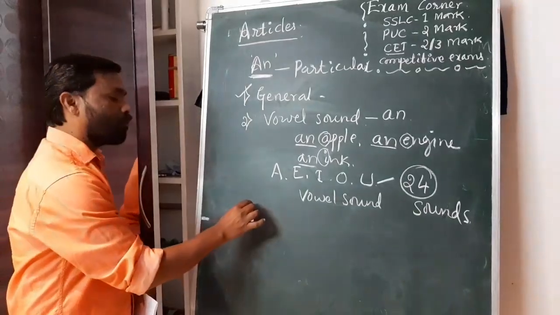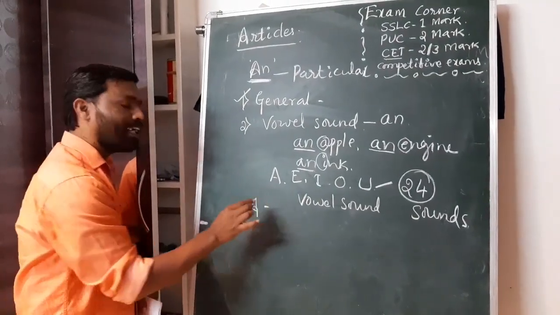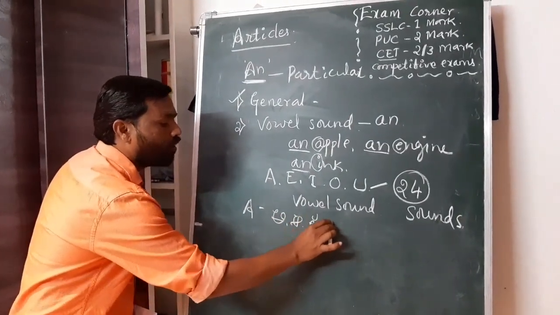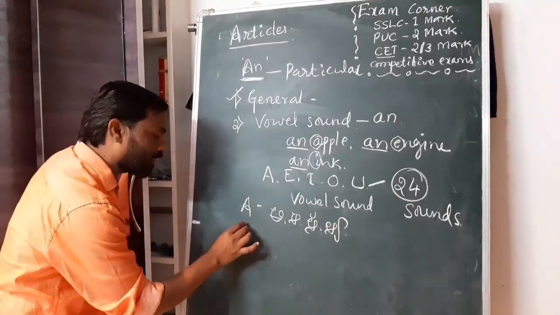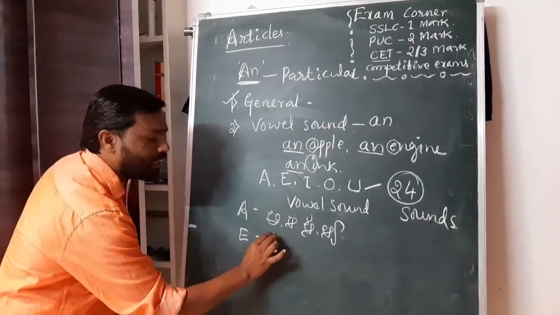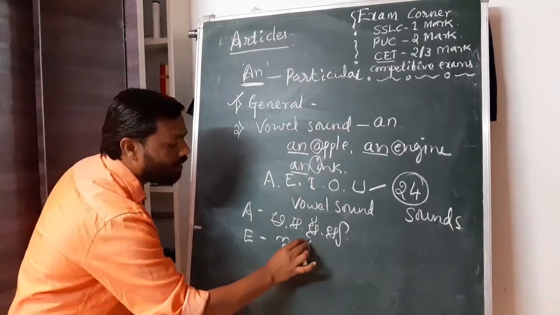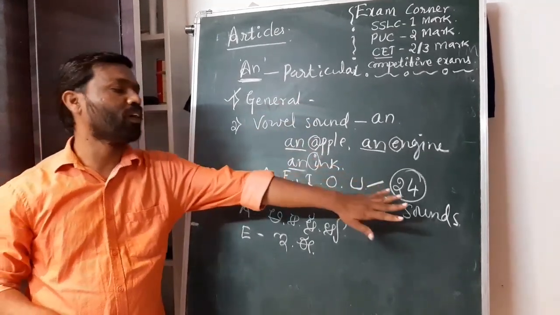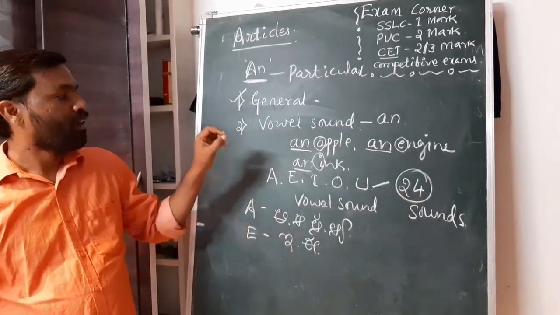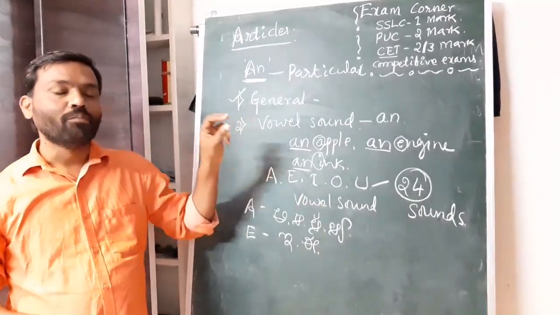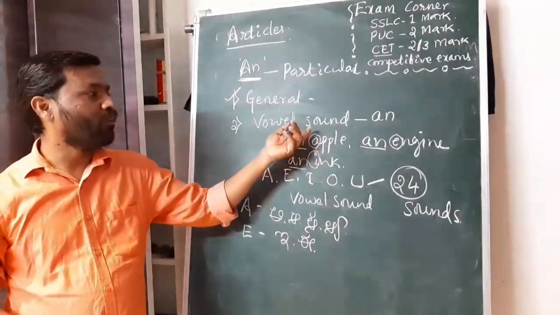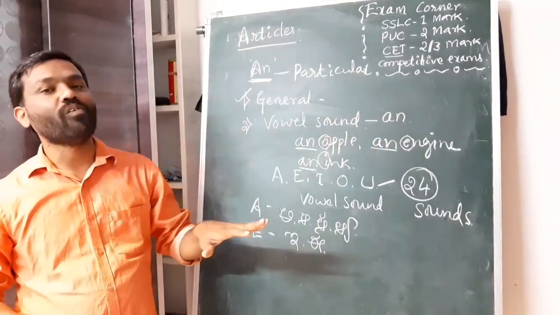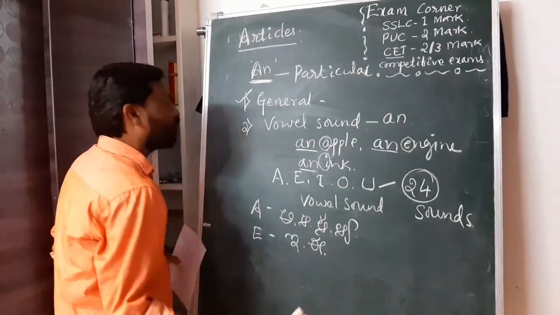For example, suppose you take the vowel A. Its sound can vary. Take another example, E: it can be pronounced in different ways. Like this, these five vowels give 24 different types of sounds. So whenever we are using the article "an", please remember the word must start with a vowel sound. Before that, you can keep the article "an". Now I'm going to the second point.